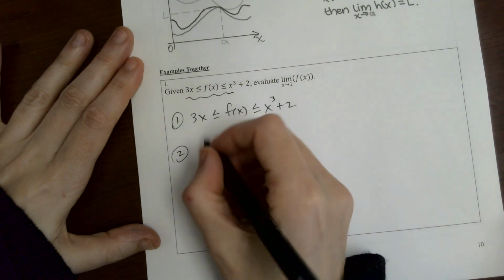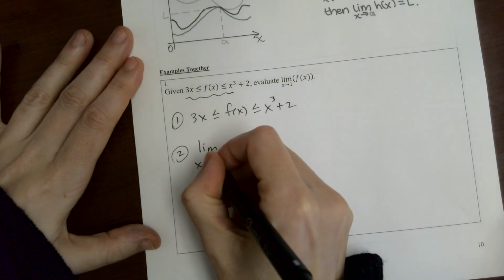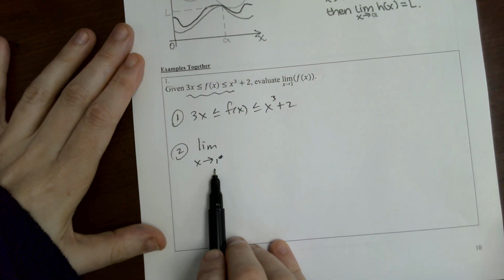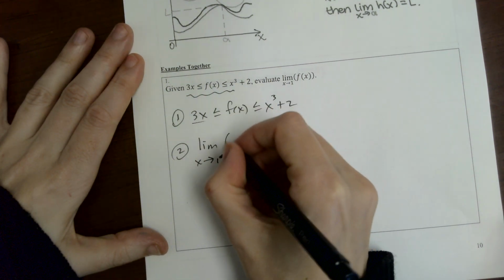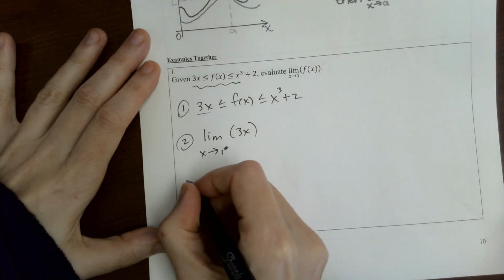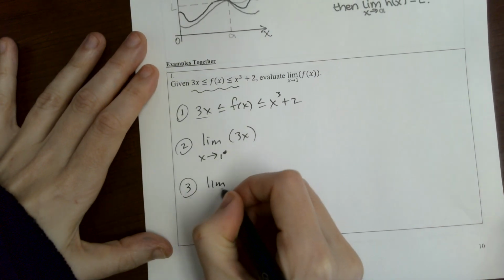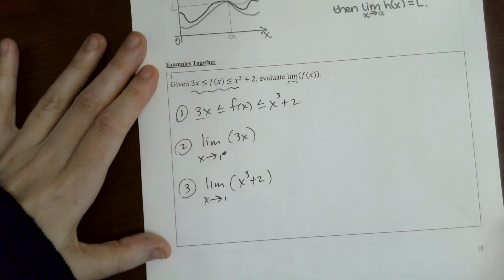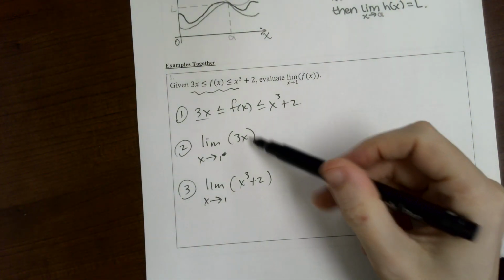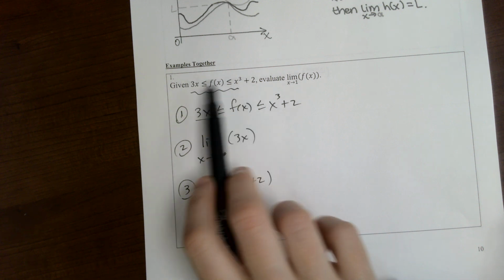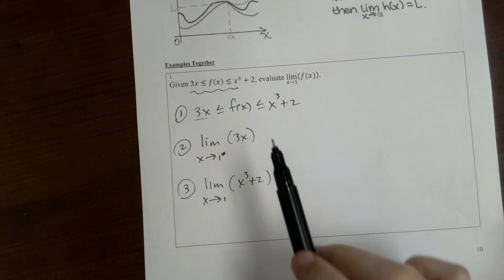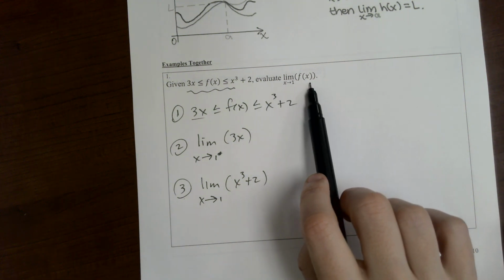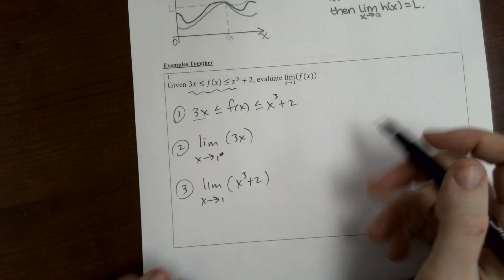The second condition: you take the limit as x approaches 1, no, sorry, just 1, of 3x, and then we'll figure out the limit as x approaches 1 of x cubed plus 2. So you do the limits of the functions on the ends, and if they are equal, then we can conclude that the limit of the middle function would be that same number. That's how the squeeze theorem works.